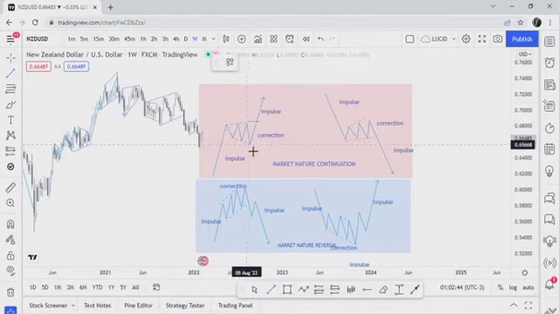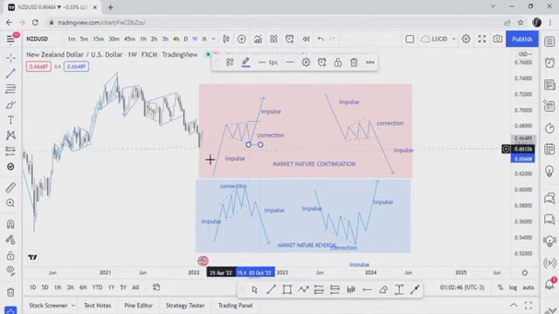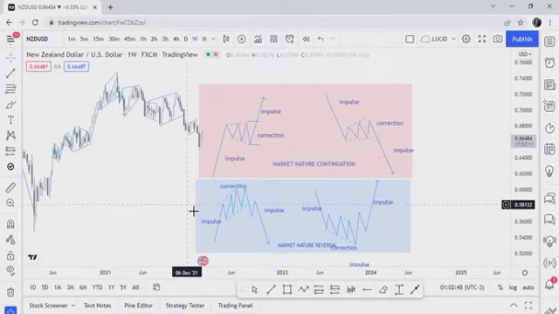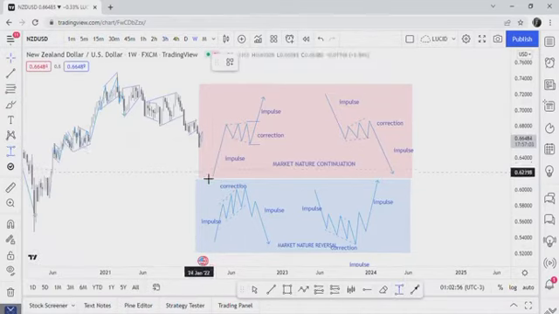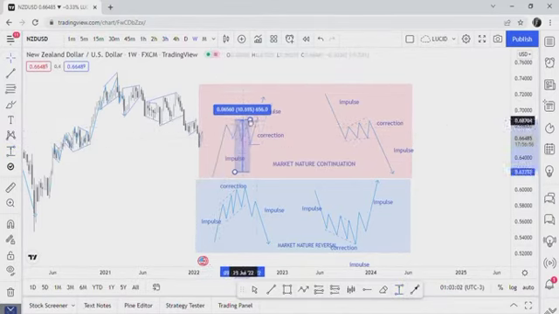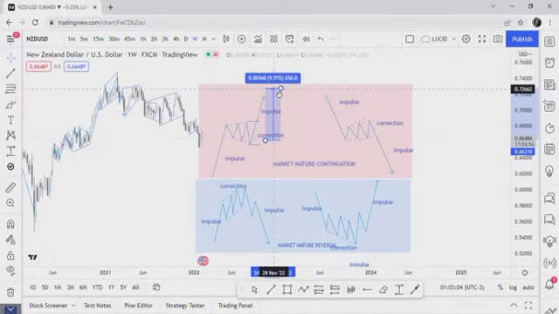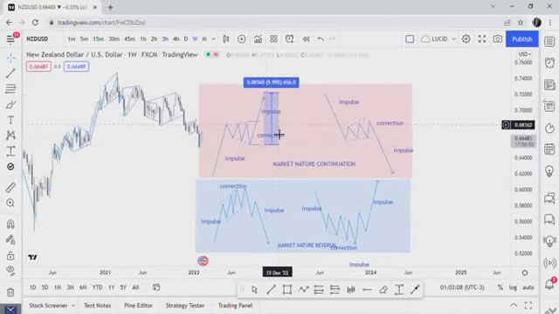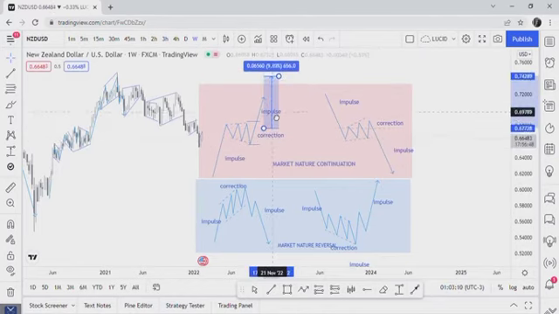Your stop loss should be below this pattern, right? And your take profit should be this leg. The calculation of this leg. Calculate this leg here, this leg, and then that should be your target, right? That should be your target.